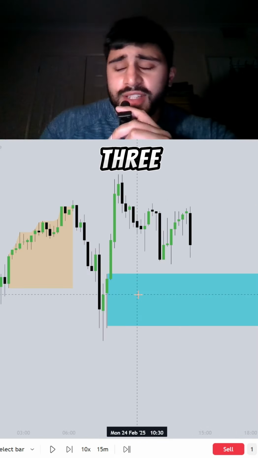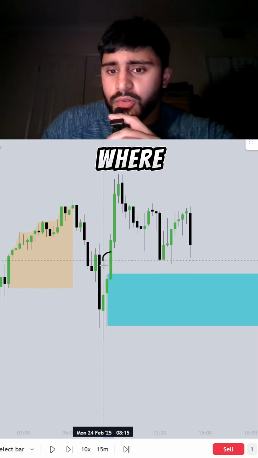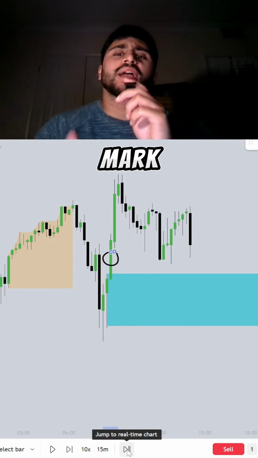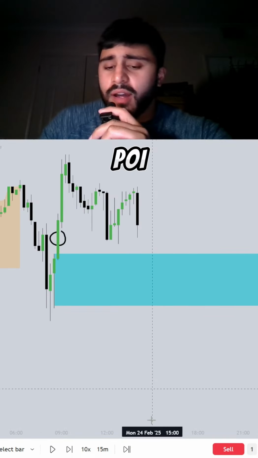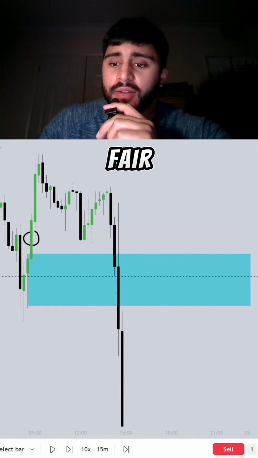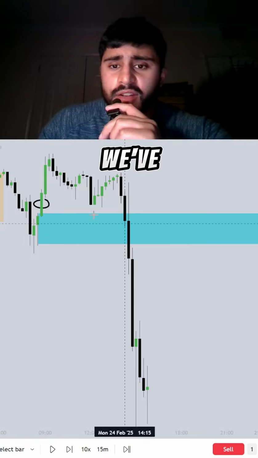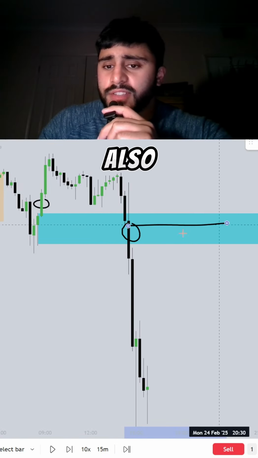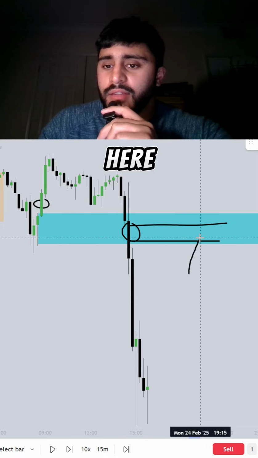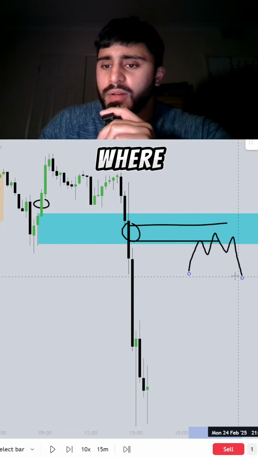Let's break this down. Three-step strategy is to understand where your fair value gap is, and you always want to mark out the candle before the fair value gap, right? This is an order block or a POI or whatever you want to call it. I just call it a fair value gap for simplicity. So what we've had over here is price completely melted through this fair value gap, and we also have a second fair value gap forming over here. This is our POI. This is where we look for trades, right?